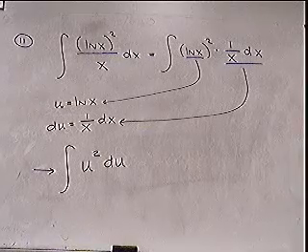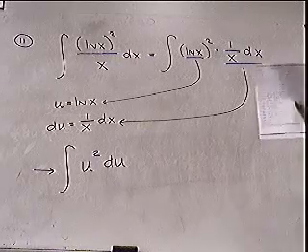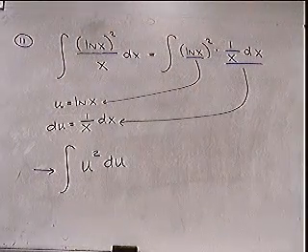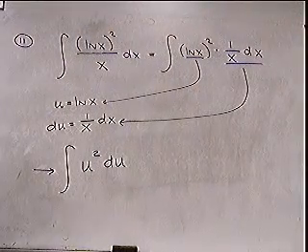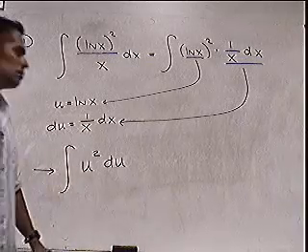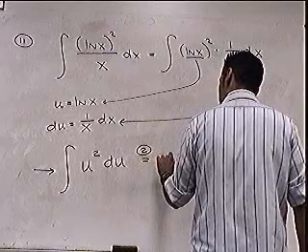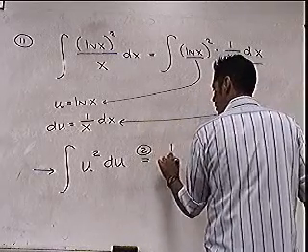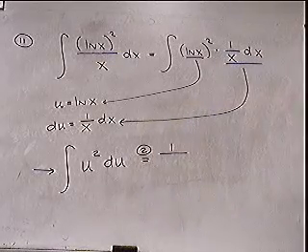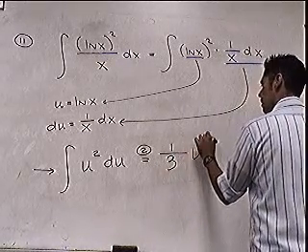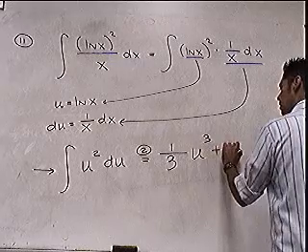And that's a formula, isn't it? Power rule. Formula number 2. We have something to a power. So by formula number 2, this becomes 1 over n plus 1. So 1 over 3 u to the third plus constant.